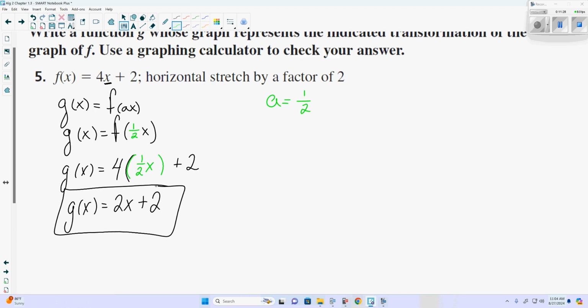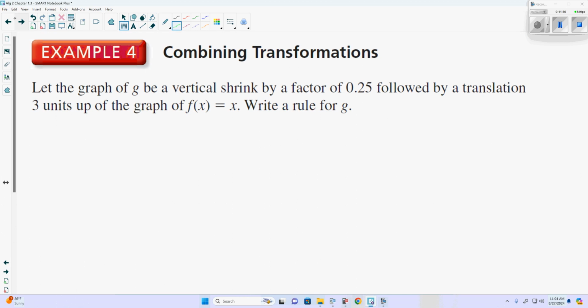Questions on this here? All right. Let's move on. This is the last thing we're going to be doing.